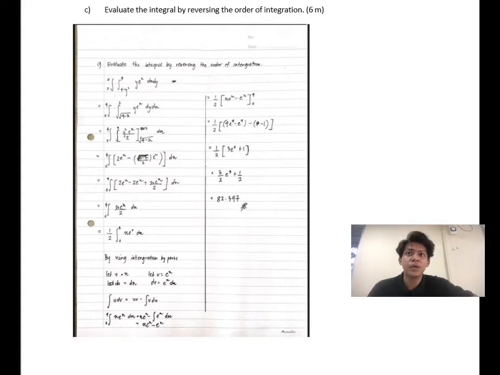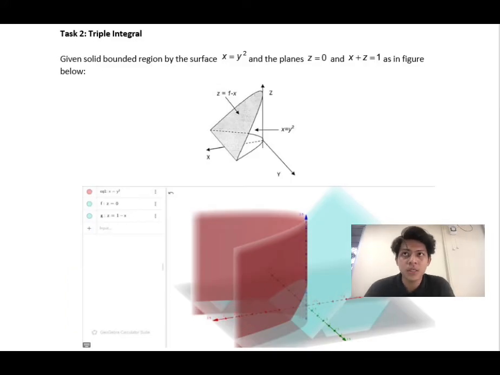Okay, now let's move to the next question, task 2. The topic for this question is triple integral. The given solid is bounded by the surface x equals y squared, and the planes z equals 0 and x plus z equals 1, as in the figure below. So this is the question diagram.